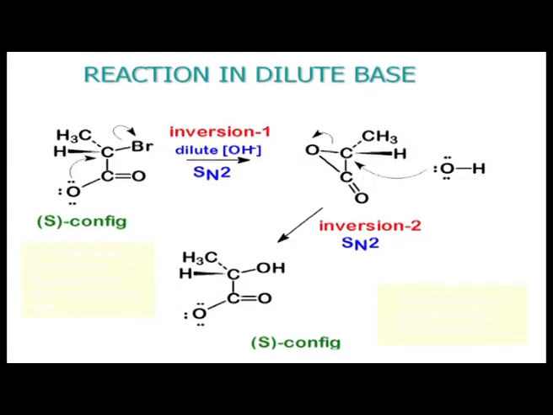Again I repeat, this inversion does not mean R going to S or S going to R. That may happen, that may not happen, or it does not mean also plus rotation going to minus rotation or minus rotation going to plus rotation. That may happen, that may not happen. It all depends on the nature of substituents and the priority of the substituents. Okay. So, we have seen that there are cases which go by SN2 reactions.